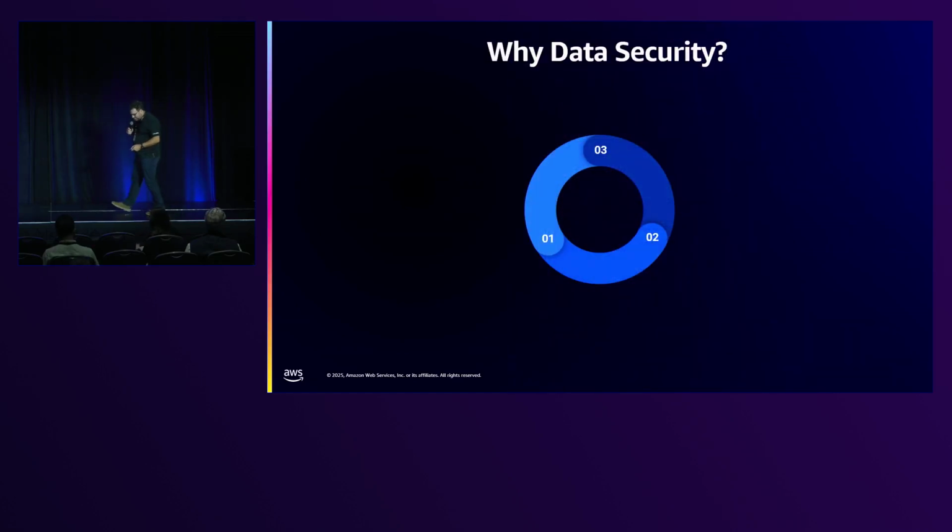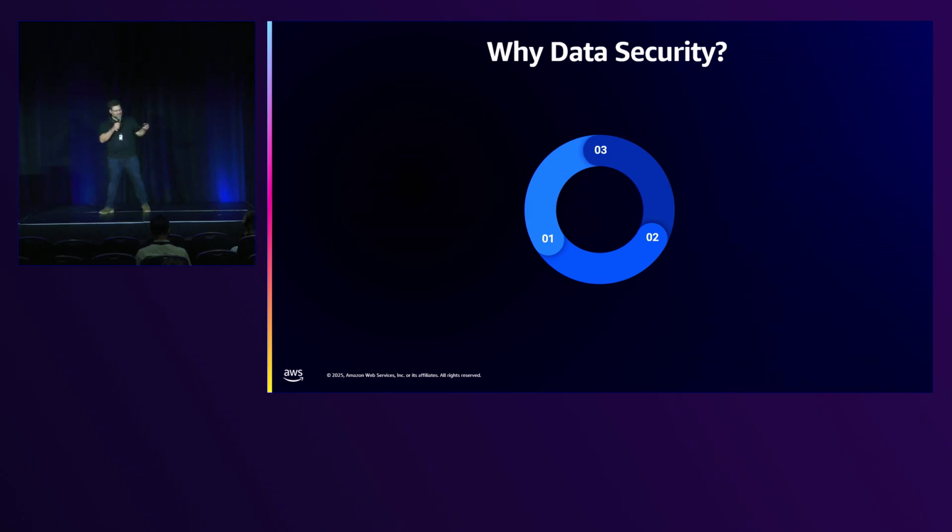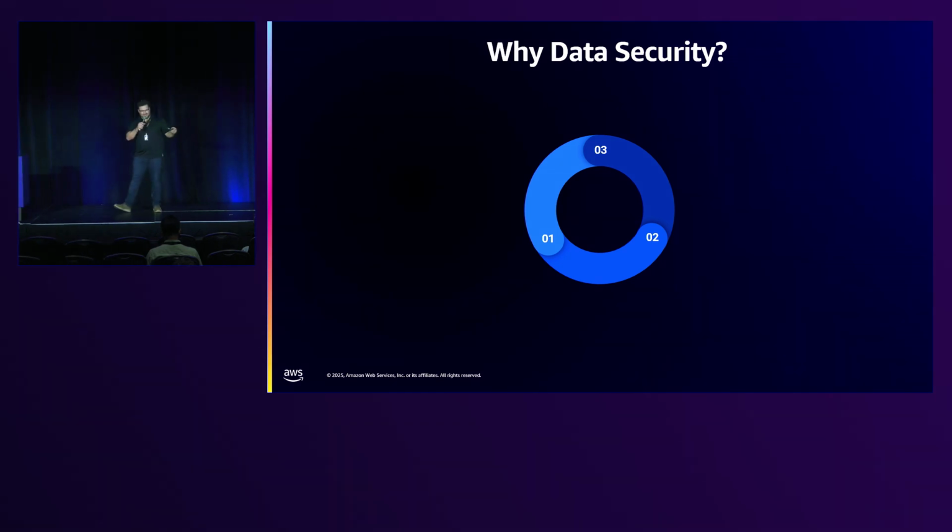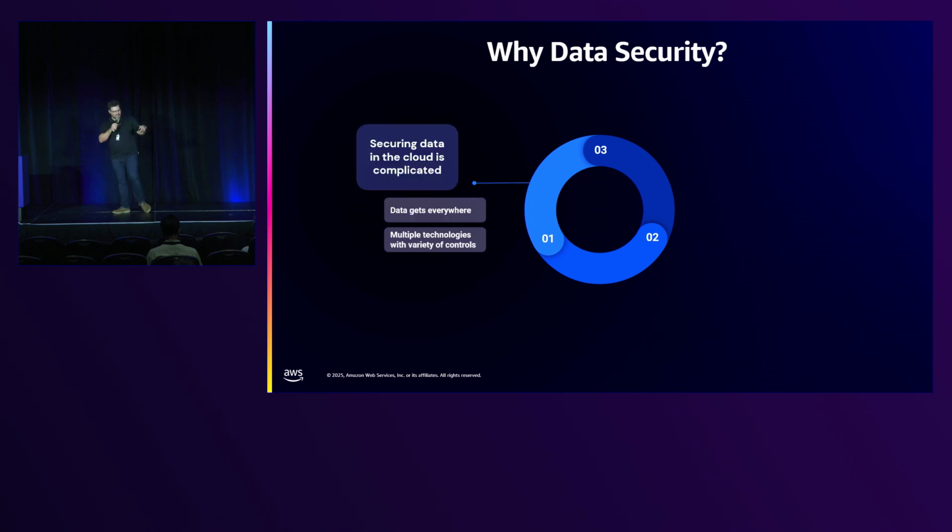Data security. Why? Well, because almost every single breach, while it does include identity, they're removing or exfiltrating data as part of that kill chain. Almost every single one. Securing data is incredibly complicated. It's everywhere.